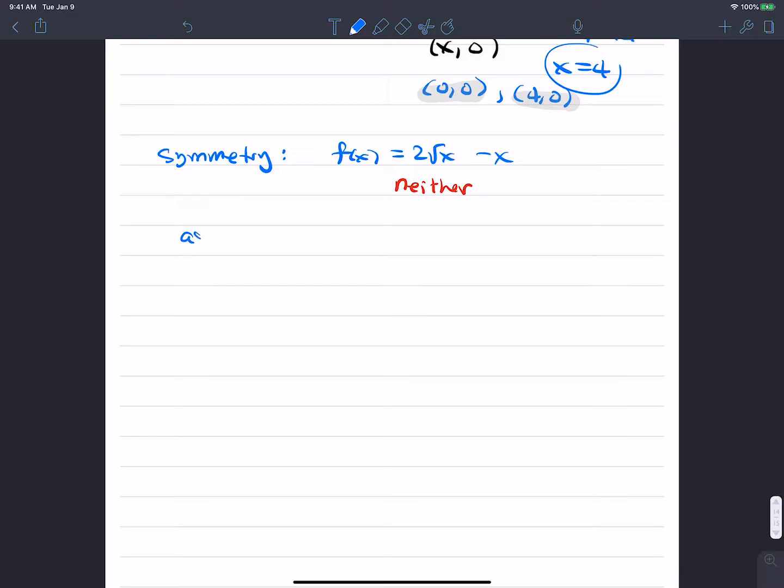So, what do we know about the asymptotes? There's no vertical asymptotes. Is that true? So go back to pre-calculus. You don't have a rational function. All right, it's not a trig function. There's no vertical asymptotes. What about your end behavior? What about horizontal asymptotes?